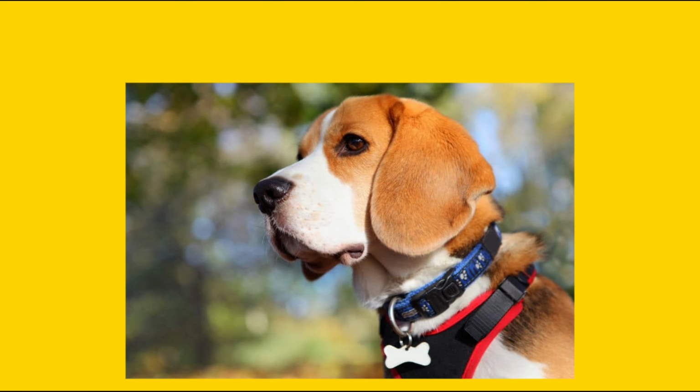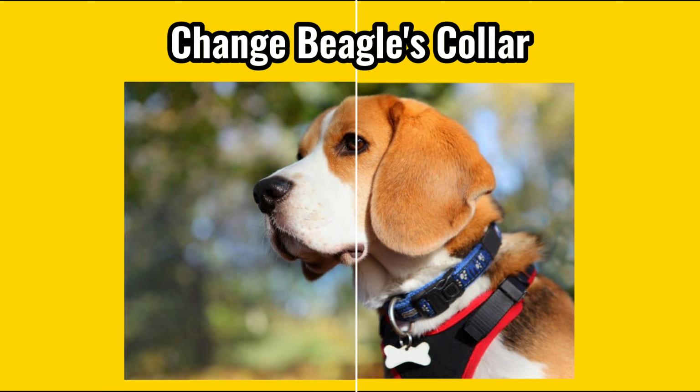Take a look at this adorable beagle. We can change its blue collar to green, and even swap the little bone-shaped charm for a bow. The real power is precision control. You can guide the model with simple prompts and let it handle the fine details for you.